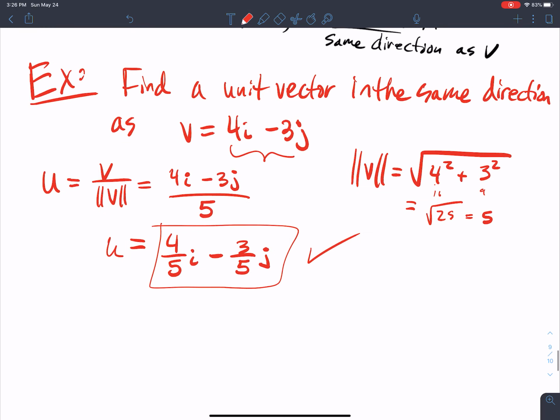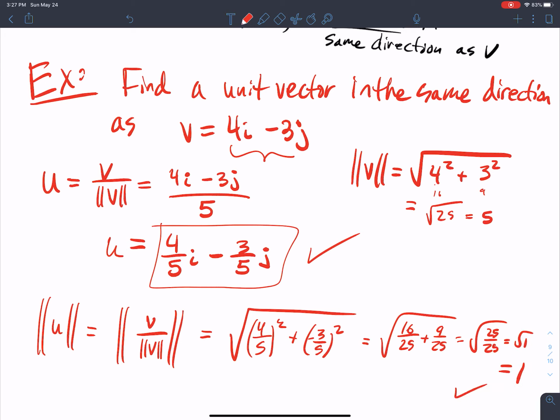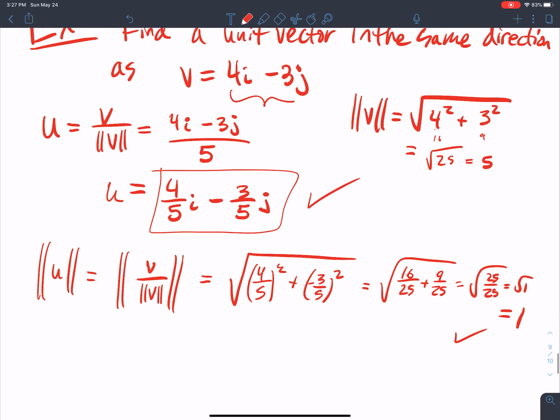Now if you wanted to check, you could. The magnitude of u equals the magnitude of v over the magnitude of v, which is equal to the square root of 4 over 5 squared plus 3 over 5 squared. Now, if I do that math, that gets me 16 over 25 plus 9 over 25, which is equal to 25 over 25, which is equal to square root of 1, which is equal to 1. And therefore, it is the unit vector. That magnitude does equal 1. That's a unit vector. So this is to check. Okay?